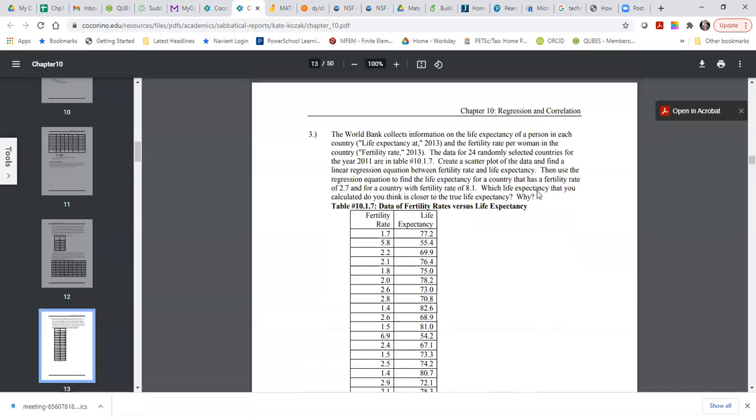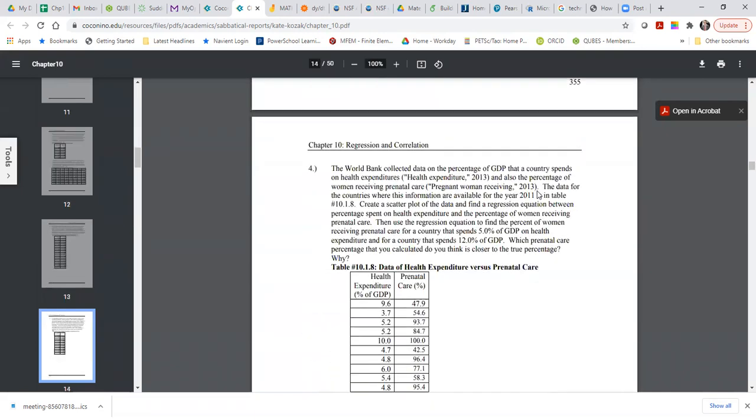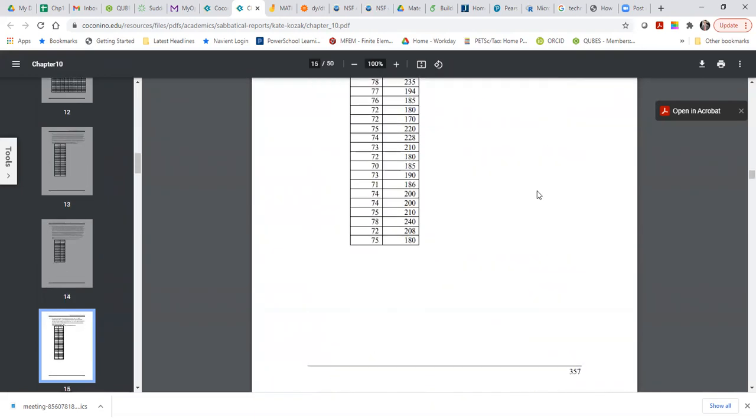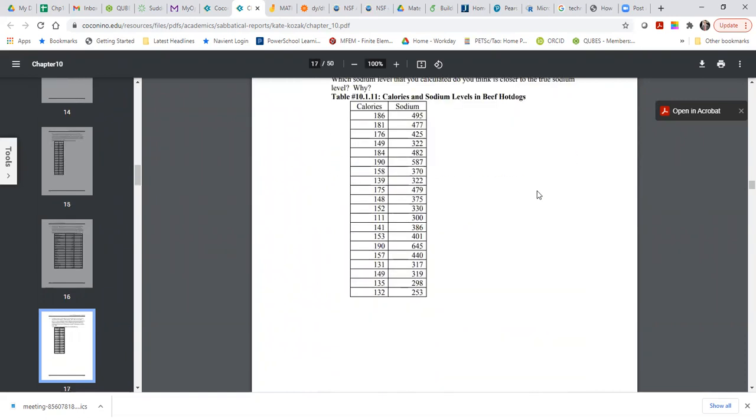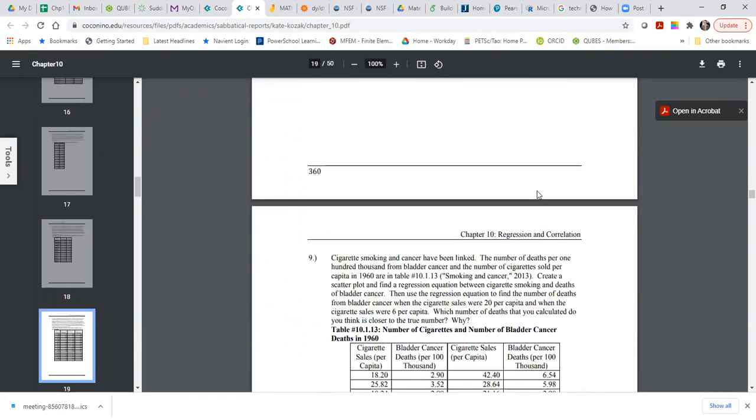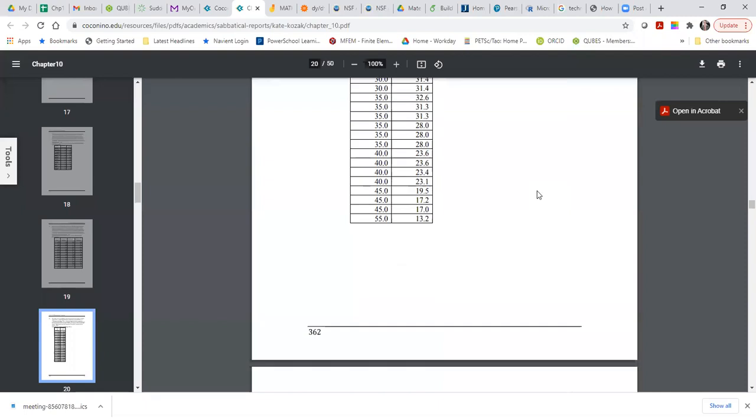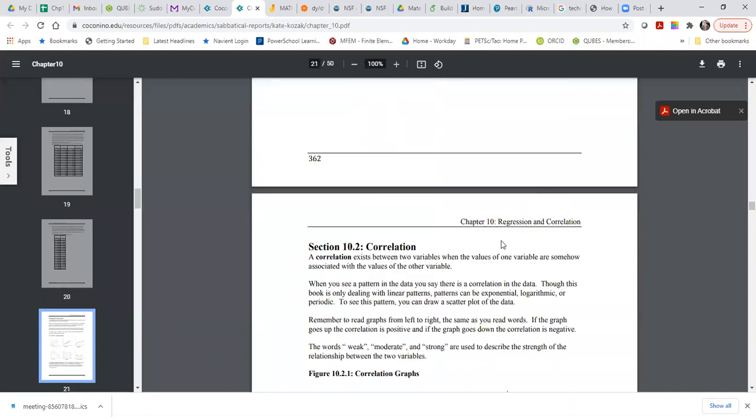Yeah, so the next section is talking about regression. Okay. Sorry, correlation. The first one is regression. The second one is talking about correlation. Okay. So correlation exists between two variables when the values of one variable are somehow associated with the values of the other variable. Okay.